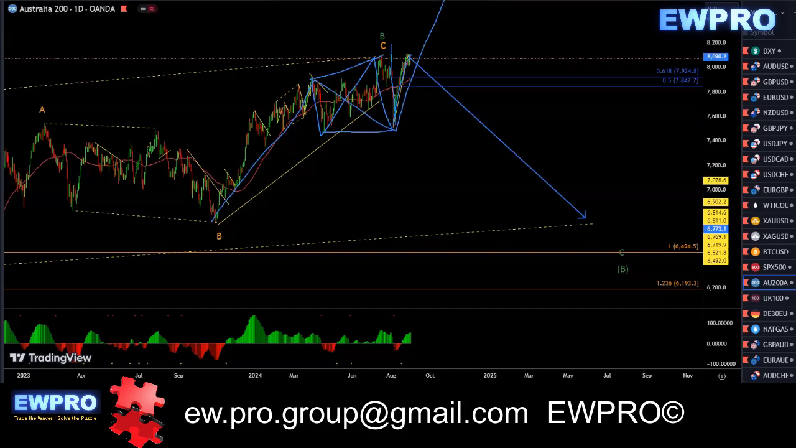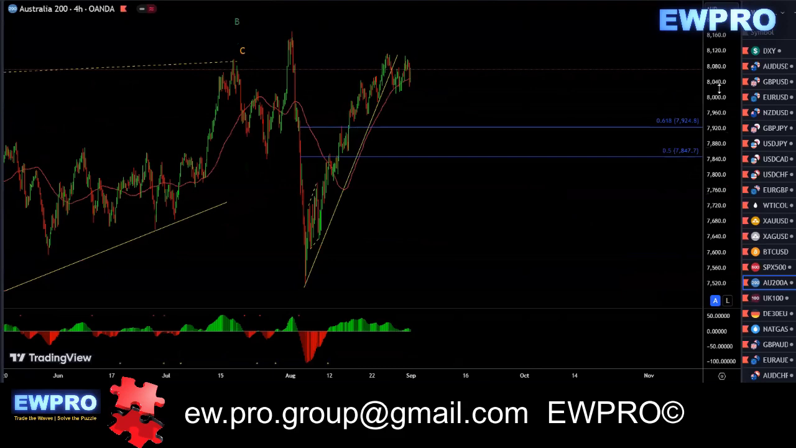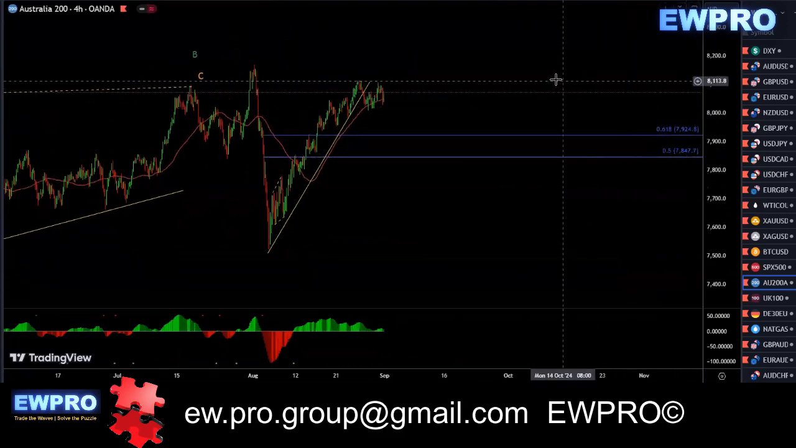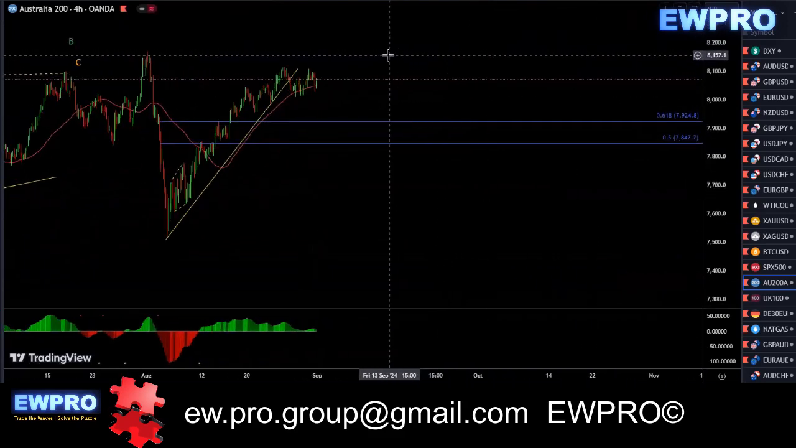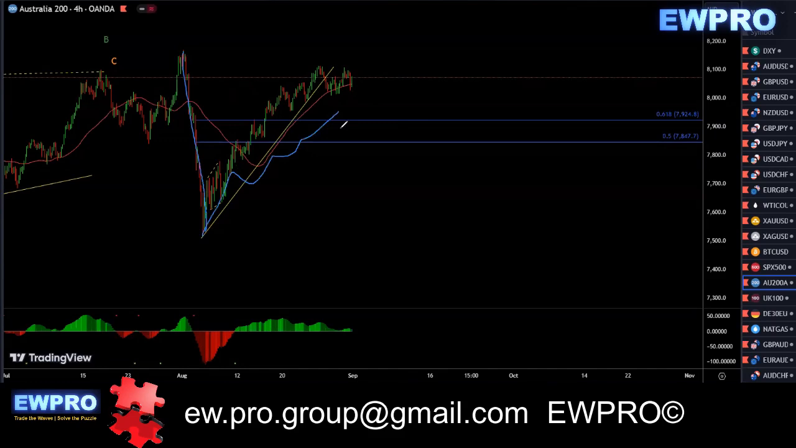Again, it's very risky. You can see that we were looking for sells. We had that nice impulse, and I was looking for a correction in here back to the 50 fib or 61.8. It's gone way past that. It's up to the 90 fib.